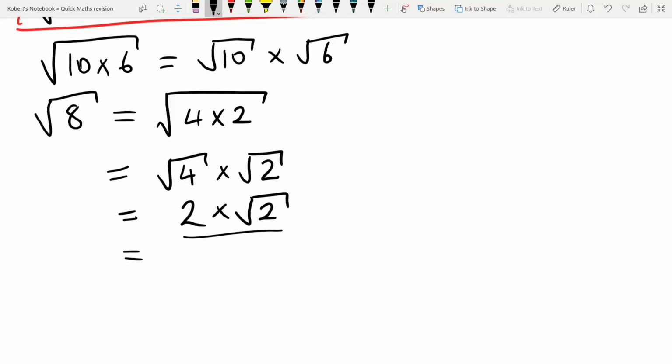And then we can write that in a simpler form, which is just 2 root 2. Nice and easy. So what we now know is that root 8 here is the same as 2 root 2. So we've just written this in a different form. And this is the most simplified form of a surd.